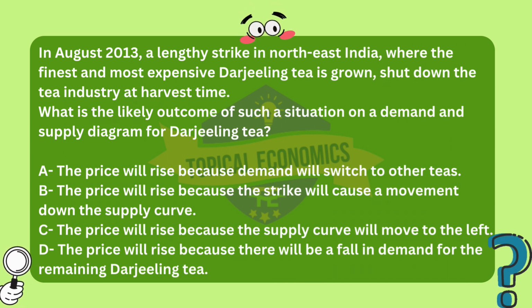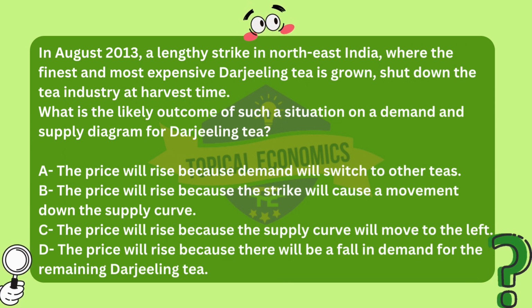The correct answer for this question is option C. The price will rise, because the supply curve will move to the left. In this situation, the strike in northeast India shuts down the tea industry at harvest time, which means that the supply of Darjeeling tea will decrease. A decrease in supply occurs when producers are unable to produce or supply as much of the product due to a disruption in production. This is shown as a leftward shift of the supply curve on a demand and supply diagram.